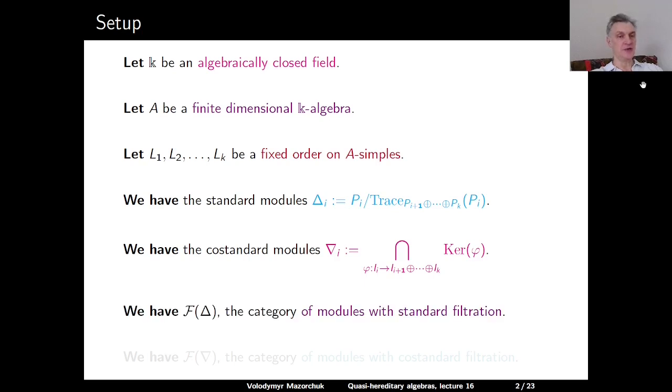And then we have the category F(Δ) of all A-modules which admit a standard filtration, and the category F(∇) of all modules which admit a costandard filtration. So these are the filtrations whose subquotients are standard or costandard modules, respectively.